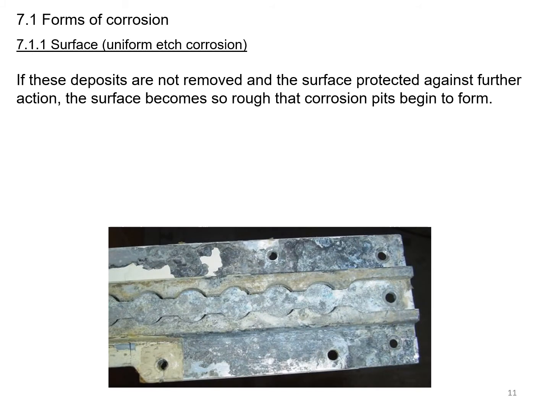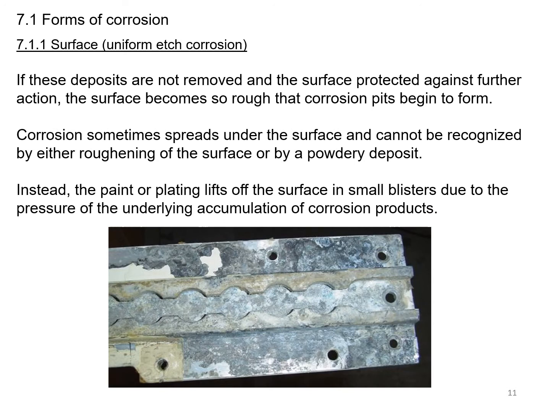If these deposits are not removed and the surface protected against further action, the surface becomes so rough that corrosion pits begin to form. Corrosion sometimes spreads under the surface and cannot be recognized either by the roughening of the surface or by powdery deposit. Instead, the paint or plating lifts off the surface in small blisters due to the pressure of the underlying accumulation of corrosion products.